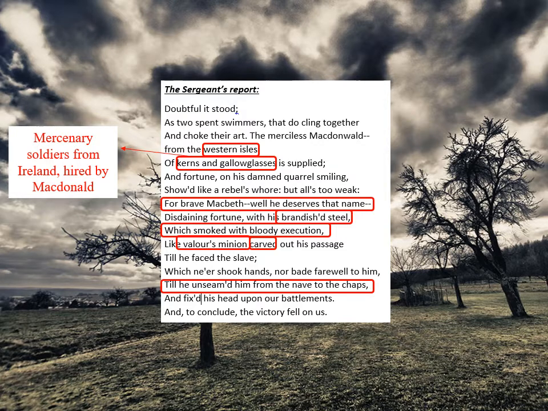Then we've got these two very violent, very bloody images. "He carved out his passage," evoking images of butchery and things like that, and then "unseamed him from the nave to the chops." So when he reaches MacDonald, the traitor, he chops him in half from the nave, which is around about your belly button, to your chops on your face. So some nice gruesome, gory imagery from Shakespeare there, showing us that Macbeth isn't afraid to get the job done.